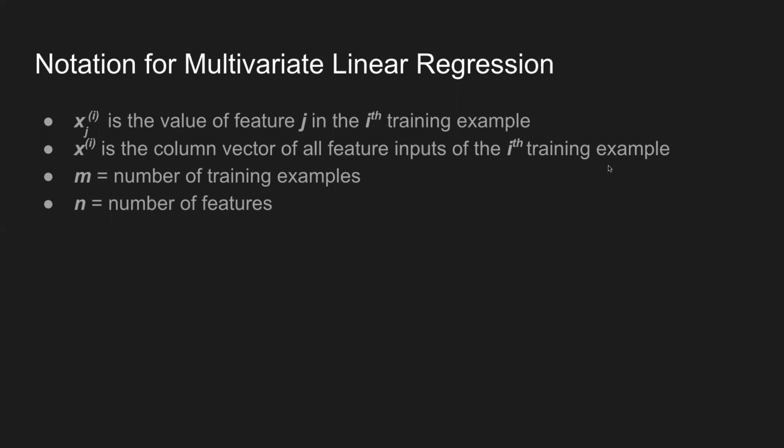x^(i) is the column vector of all the feature inputs. So basically, just take the whole row of your ith training example, just take the ith row, and that's what you will get. That's x^(i). m is the number of training examples, n is the number of features.